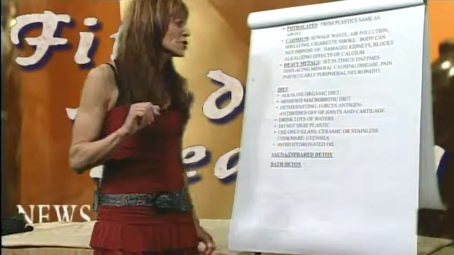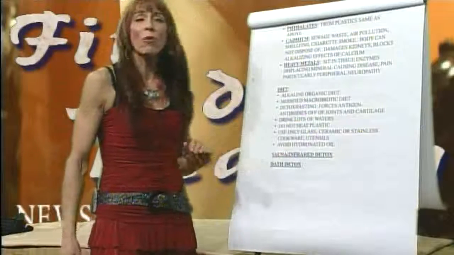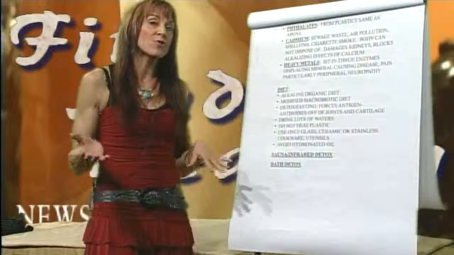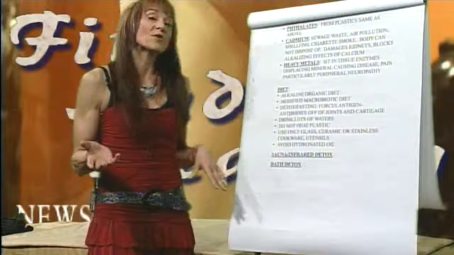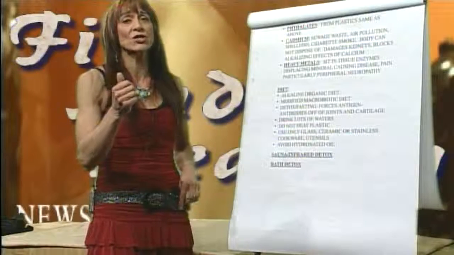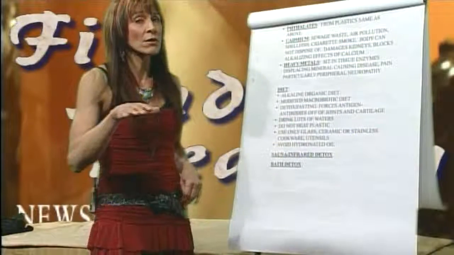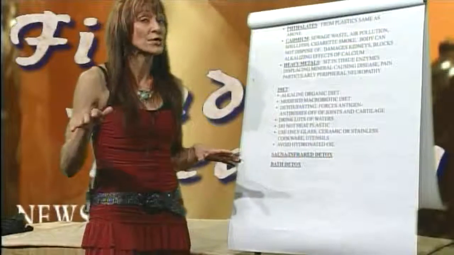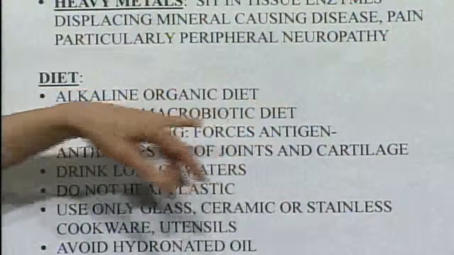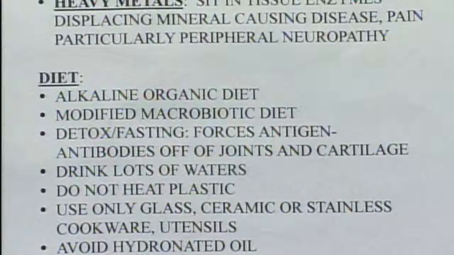I want to briefly touch upon the diet. We're going to go more into this when I talk about detoxifying, but the major point in diet that we deal with when we have chronic pain, obviously, is to get rid of the nightshade vegetables. Gone, history, I don't care how much your family enjoys them. If you have chronic pain, get them gone. An alkaline, organic diet, a modified macrobiotic diet.